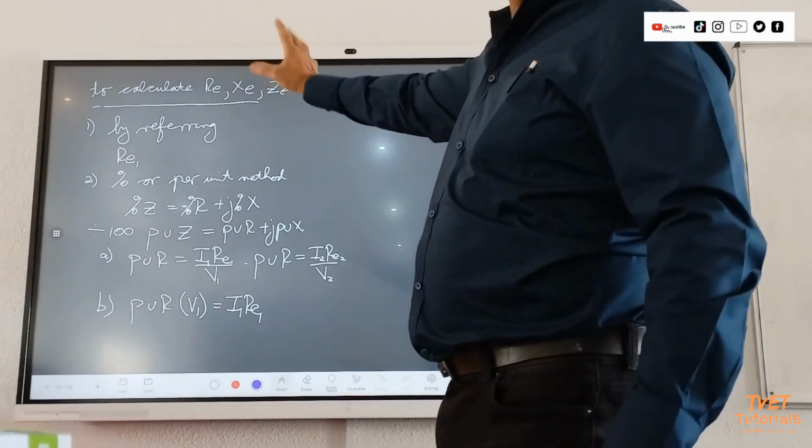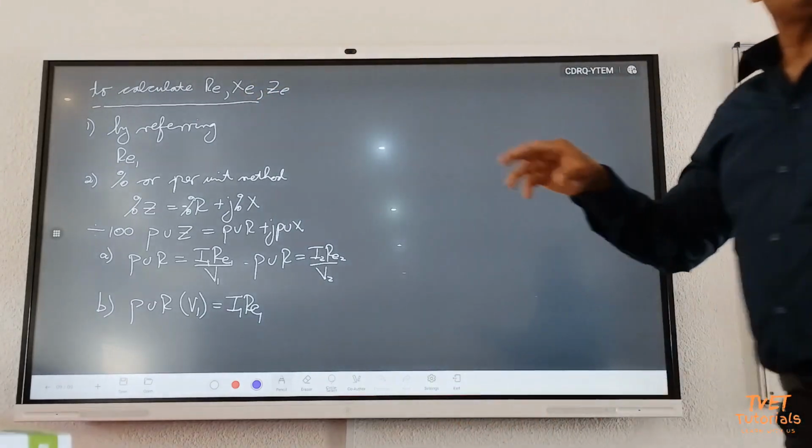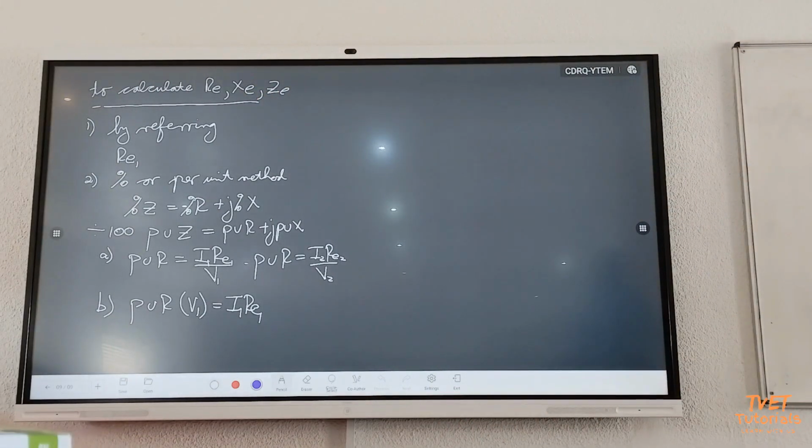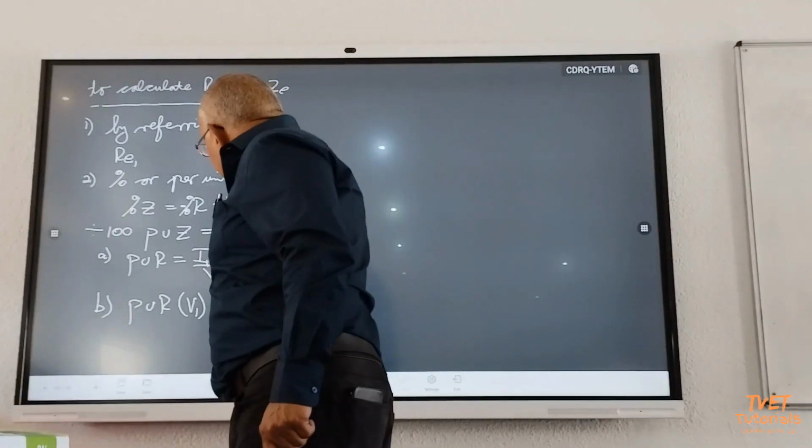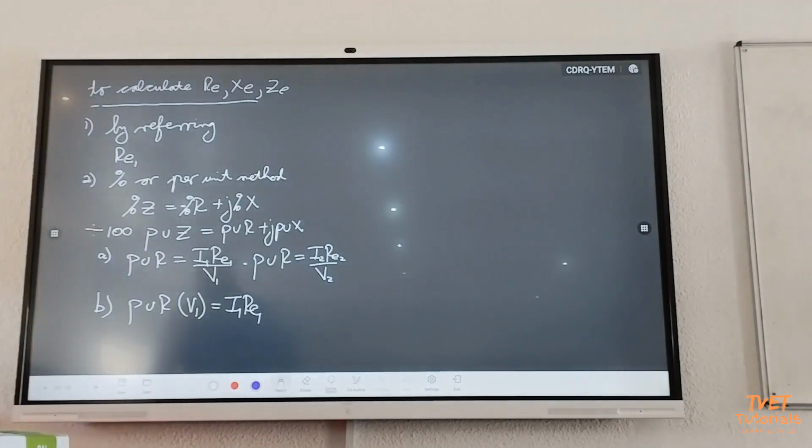What's the first method called? The method of referral. What's the second method called? The per unit resistance or percentage resistance or percentage impedance. Just remember, the reason why we give you percentage values, it can help you to find the voltage drop without even knowing the current and without knowing the resistance. What's the formula? Per unit R multiplied by V gives the voltage drop due to resistance. Per unit X multiplied by V gives you the voltage drop due to reactance.